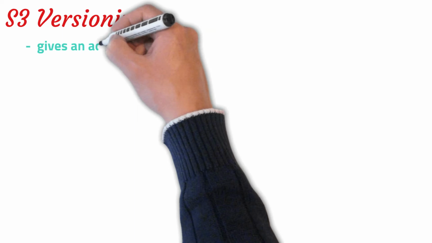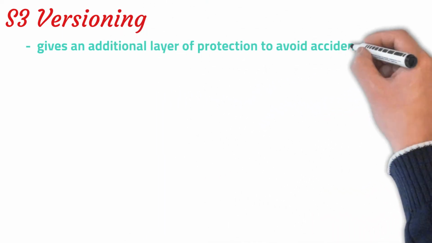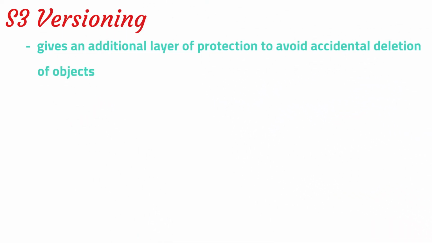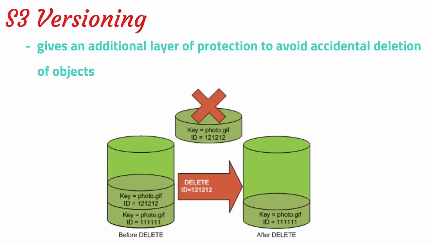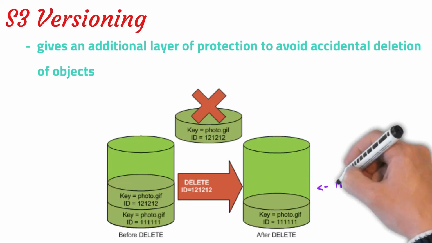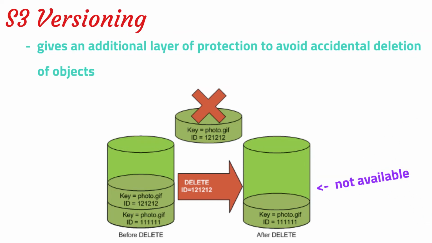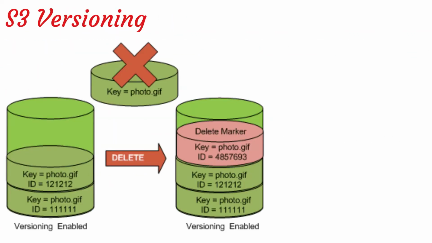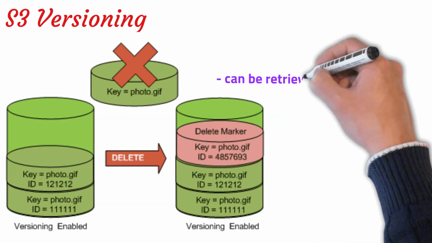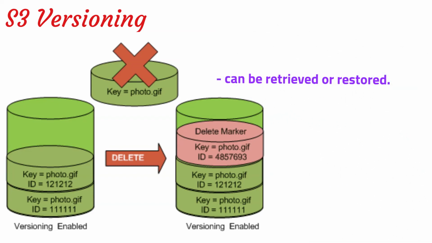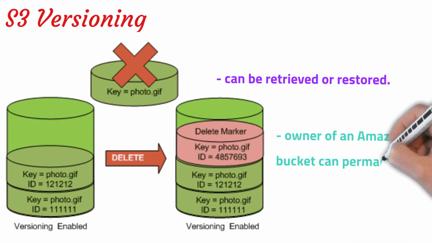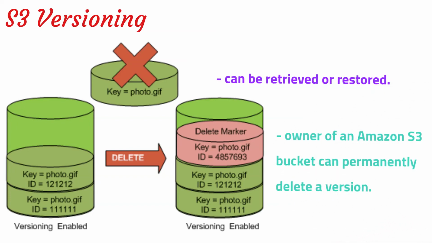Versioning also gives an additional layer of protection to avoid accidental deletion of objects. When a user performs a delete operation on an object, subsequent simple, unversioned requests will no longer retrieve the object. However, all versions of that object will continue to be preserved in your Amazon S3 bucket and can be retrieved or restored. Only the owner of an Amazon S3 bucket can permanently delete a version.